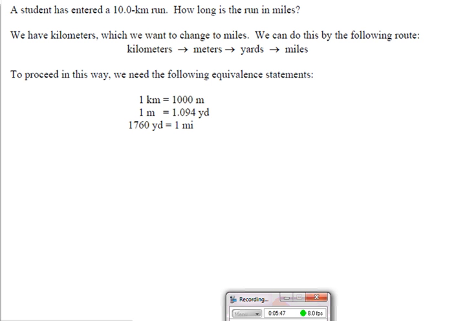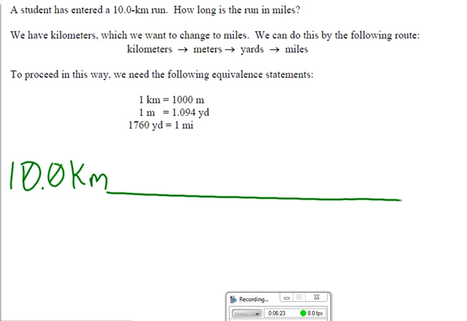So those last two are fairly simple, easy ones, but you can actually string multiple conversion factors out into one long equation. Now you don't have to, you can go one step at a time, or you can string it all out. I like to string them out. It will look like a table when I do it. If you go in steps, it will just keep looking like the last two. So a student has entered a 10-kilometer run. How long of a run is this in miles?